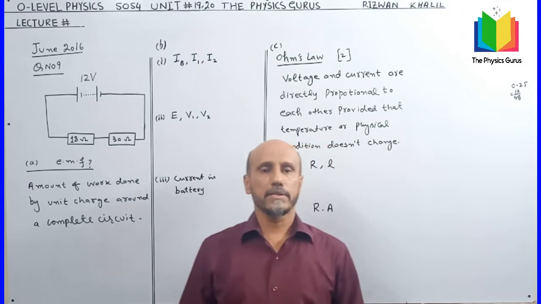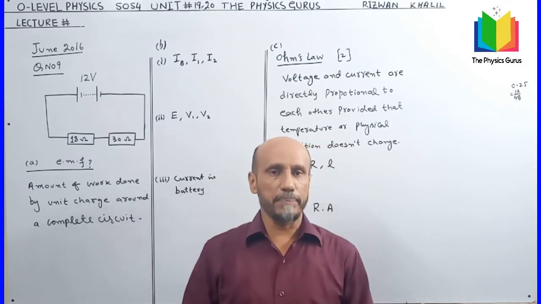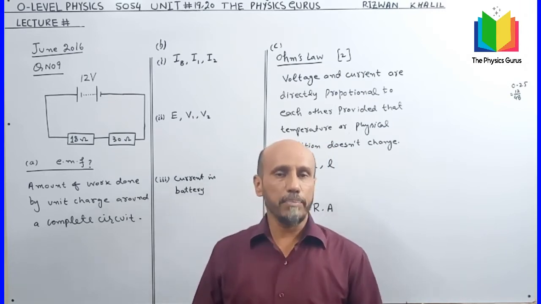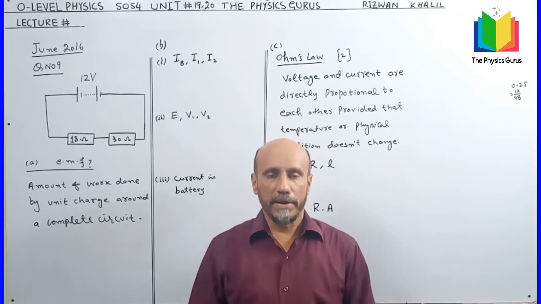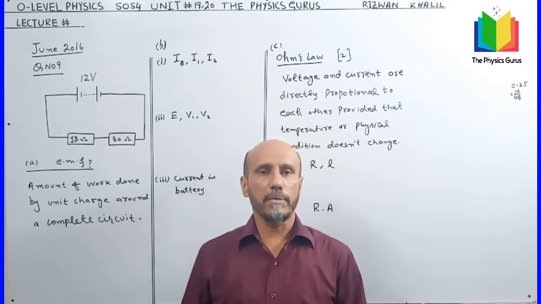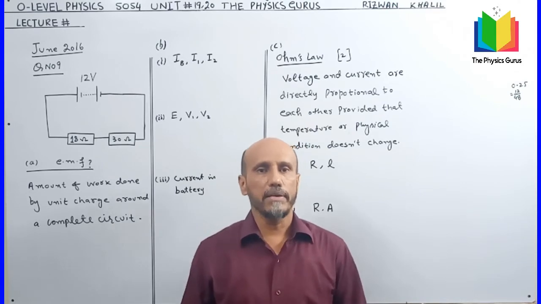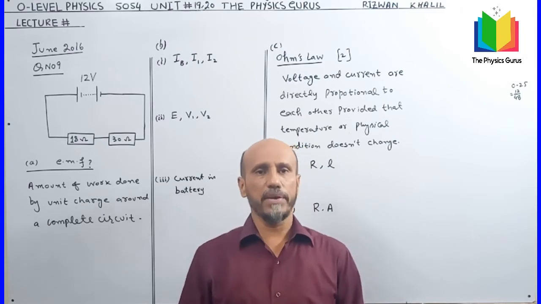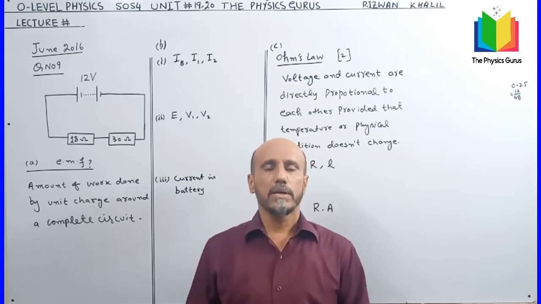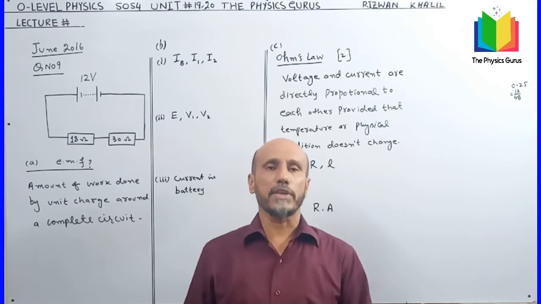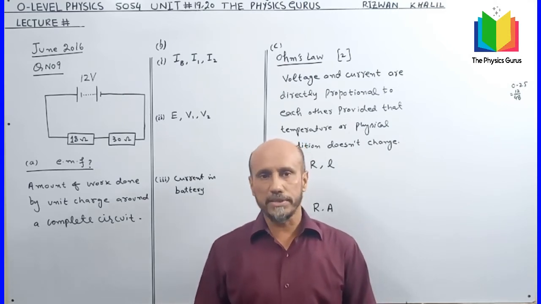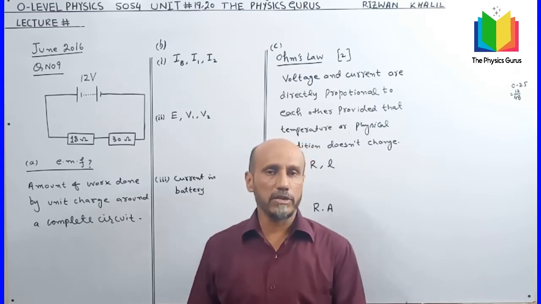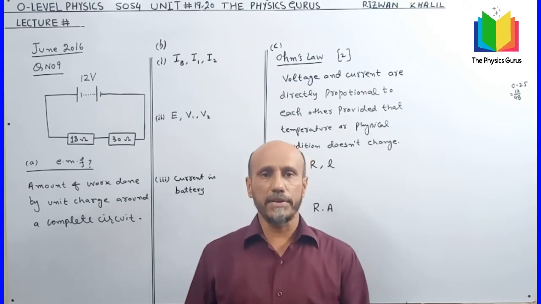Today we will discuss some examples from past papers so that the concepts we have studied in units number 19 and 20 can be reinforced. In those units we have studied the properties and characteristics of series and parallel combinations of resistances, then Ohm's law, the definition of EMF, the definition of potential difference, characteristics of different types of combinations of resistances, then the relation between resistance and length of the wire, then the relation between resistance and cross-sectional area of the wire, etc.